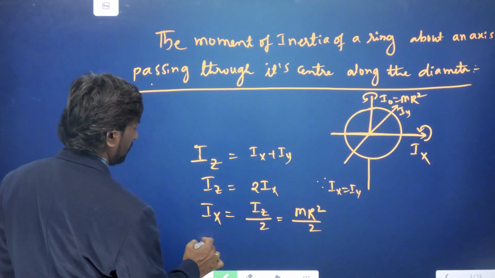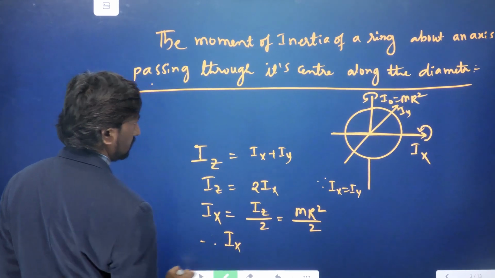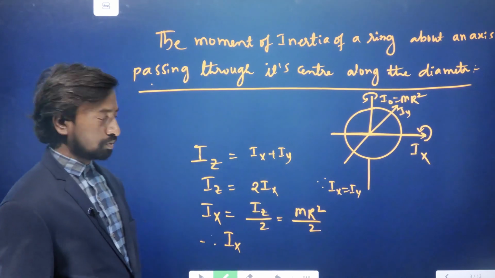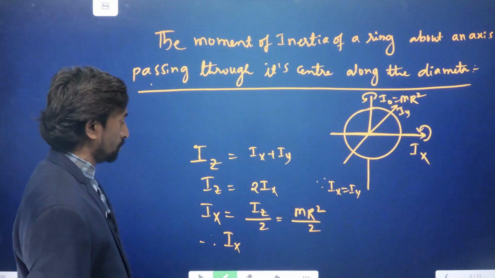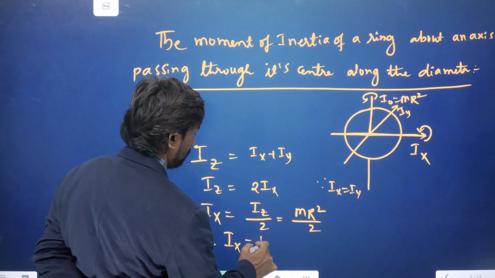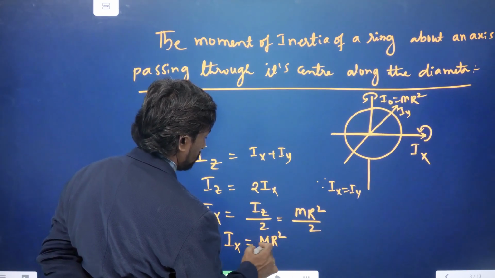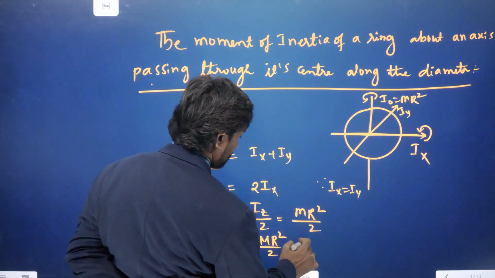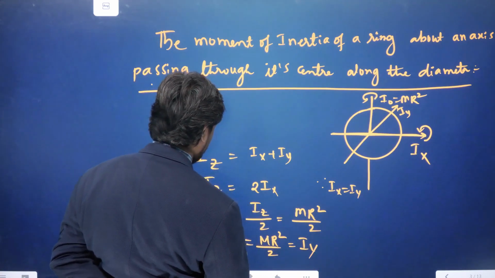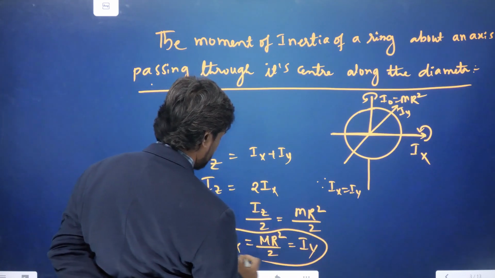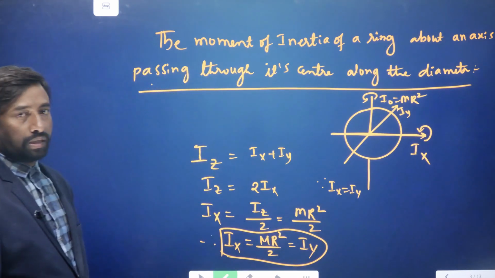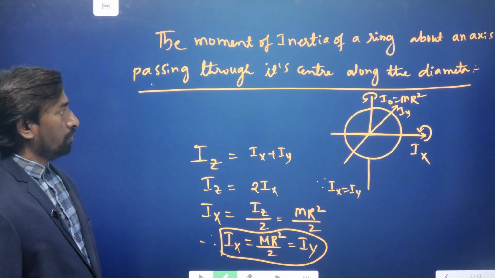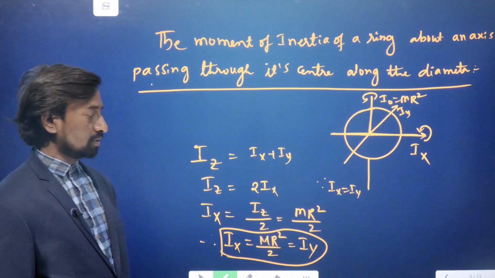So the moment of inertia about the axis passing through its center along the diameter is mr square by 2. It is also equal to the moment of inertia about an axis passing through its diameter along the y axis. This is the advantage of the parallel axis theorem and the perpendicular axis theorem. By using them, we can find the moment of inertia about any axis.